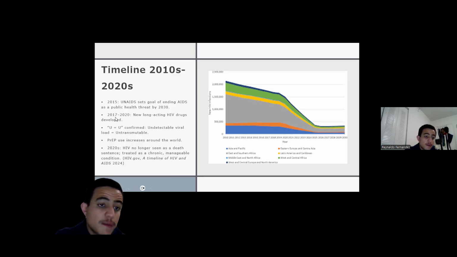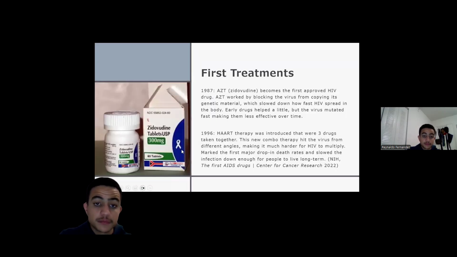And then between 2017 and 2022, new long-acting HIV drugs are developed for people to live even longer lives. And then U equals U confirms undetectable virus equals untransmittable. And then PrEP use increases around the world. And now in 2025, HIV is no longer seen as a death sentence. It's treated as a chronic and manageable condition.